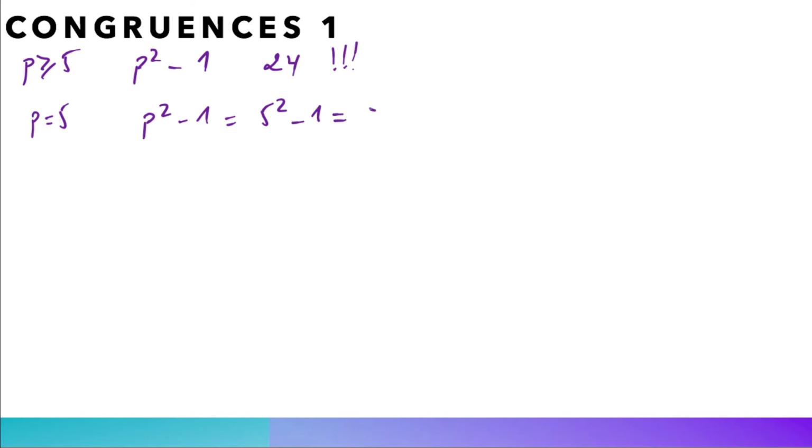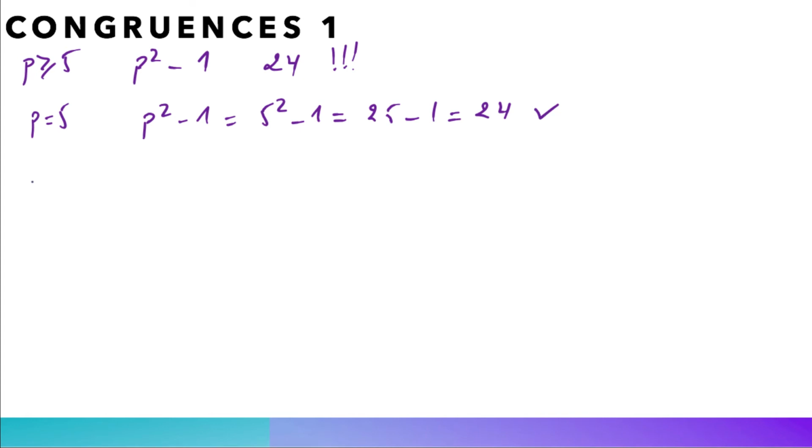We would like to show, for p a prime number greater than 5, that p squared minus 1 is always a multiple of 24. Seems very weird, but let us check this with some examples. If p is equal to 5, which is the first case, p squared minus 1 is equal to 5 squared minus 1, which is 25 minus 1, and this is 24, which is trivially a multiple of 24.